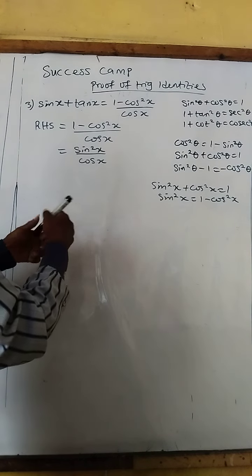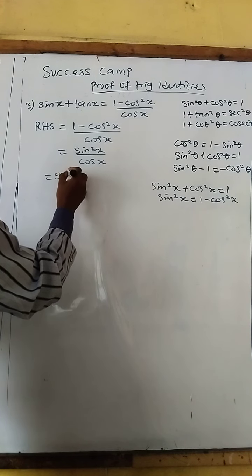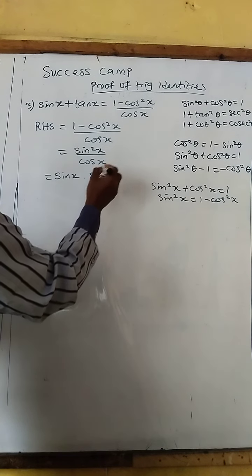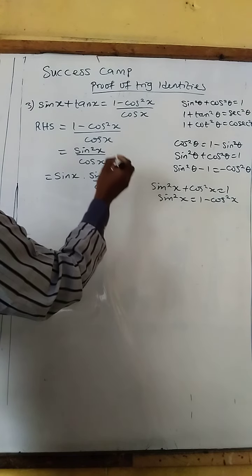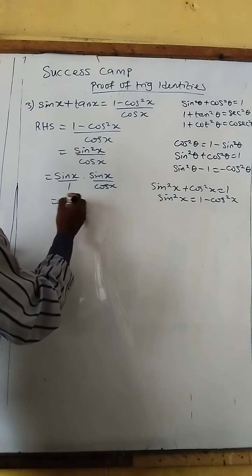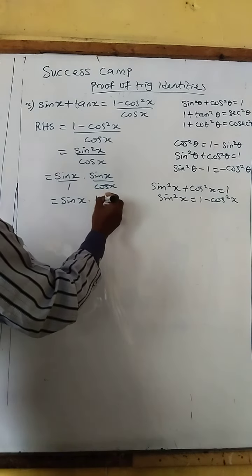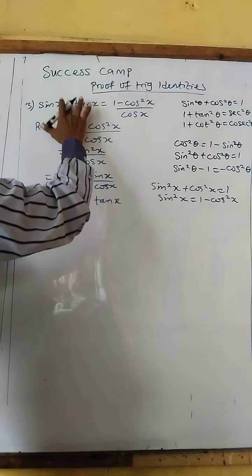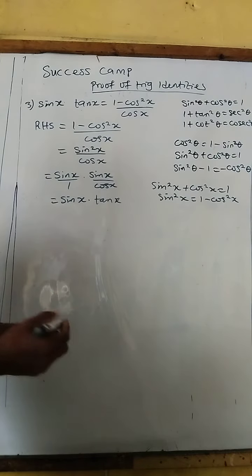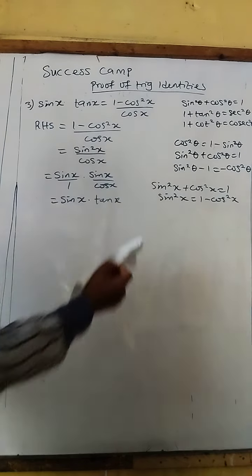By doing this, we now have sine x over cos x over 1. So here, what is my sine x? My sine x remains sine x, and sine x over cos x is what? Tan x. Oh, I put a plus here, sorry, there's no plus. Sin x tan x, that is the question. So we have been able to prove that one. This one is actually very, very simple to prove.